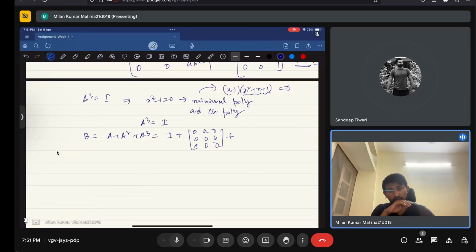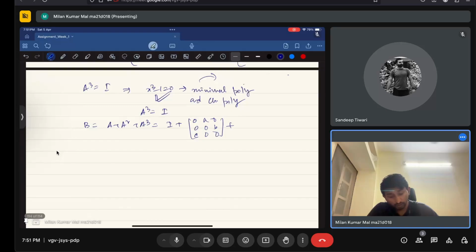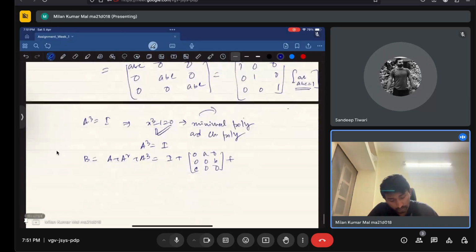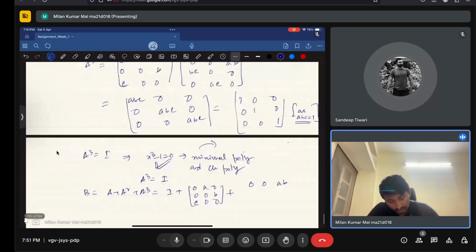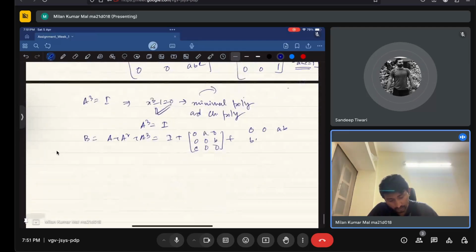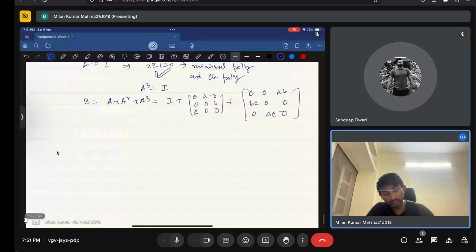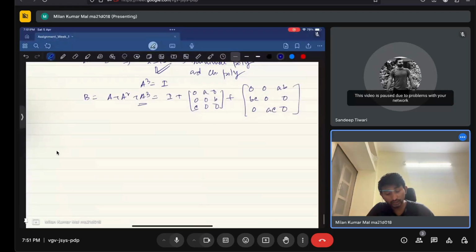Because we have seen that x square is not getting 0. This is the minimal polynomial and this is the characteristic polynomial, so those lower ones will not be making 0. So we have to write the second term. This is the identity plus A plus A square, and A cube is the identity.